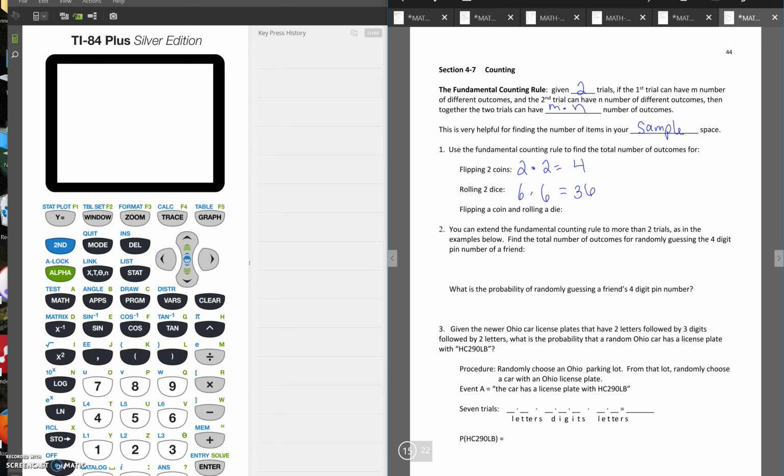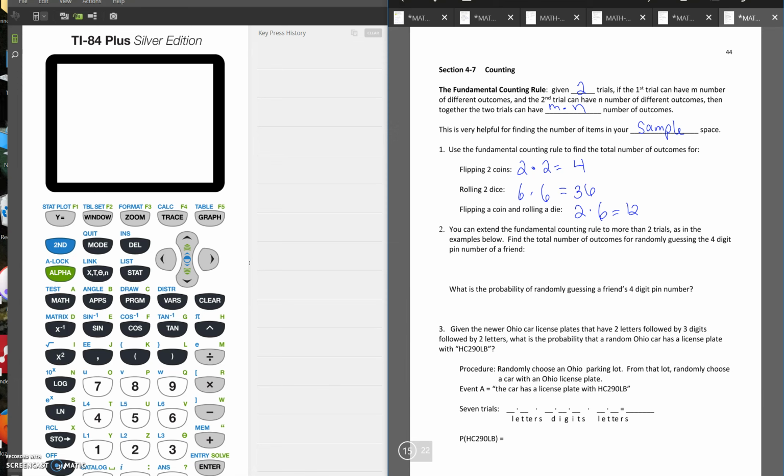The next one says flipping a coin and rolling a die. Well, flipping a coin has two possibilities. Rolling a die has six. Two times six is 12. So there'd be 12 possibilities. So this would be the same as making a tree diagram and counting how many things you have at the bottom.